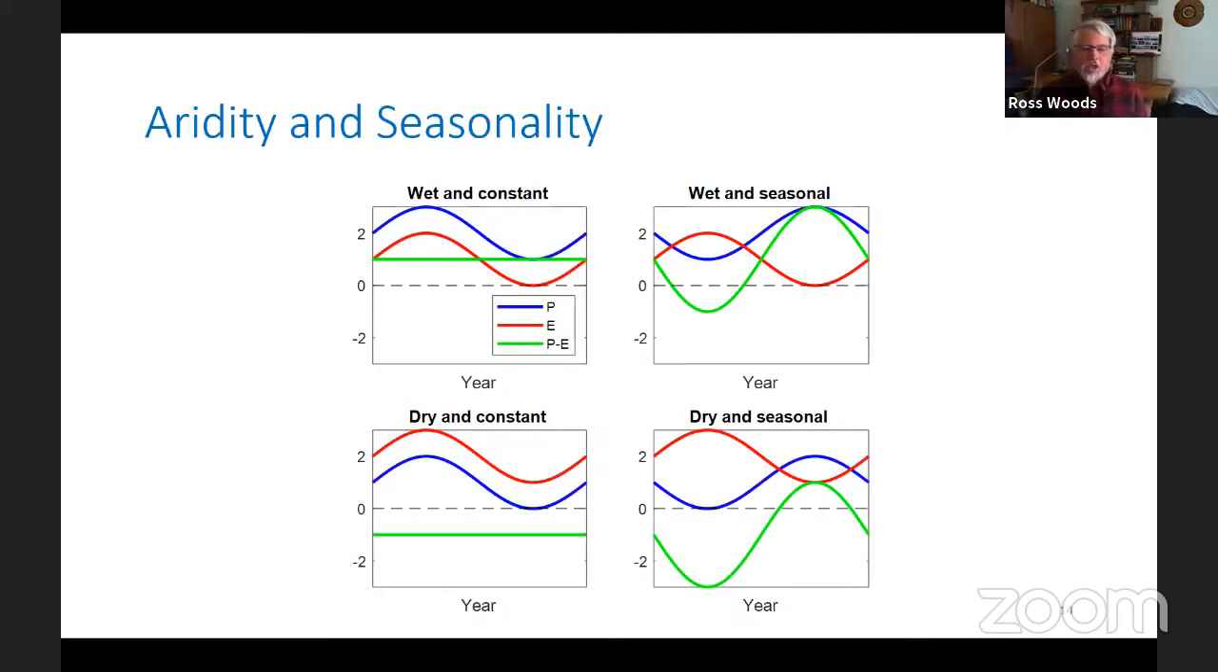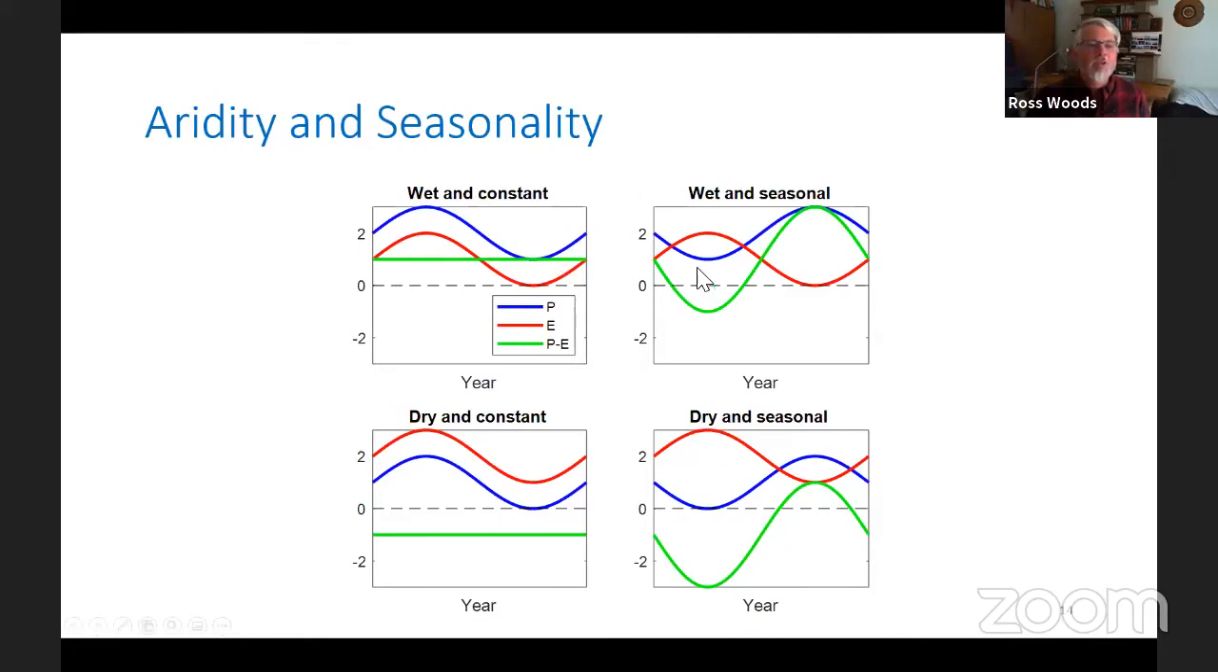If you're interested in looking into this and trying to make sense of this a little bit more, you might find these pictures helpful, but I'm not going to spend too much time on them now. I just wanted to get across the idea that we might have a climate which was wet. The top row, so both of these climates, the blue line on average is above the red line. That means precipitation exceeds evaporation throughout the year in this cartoon.